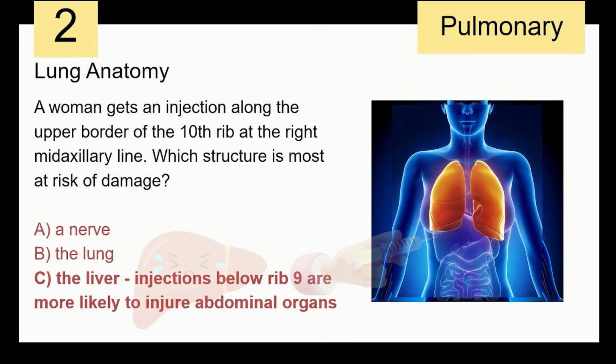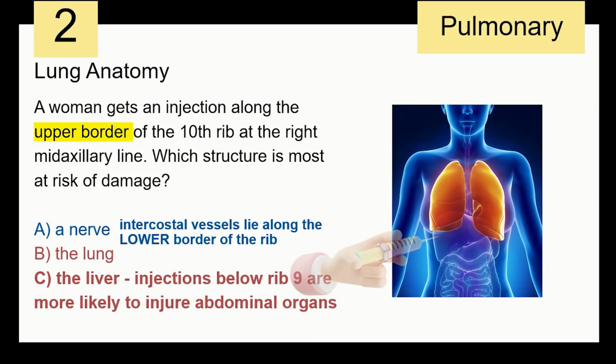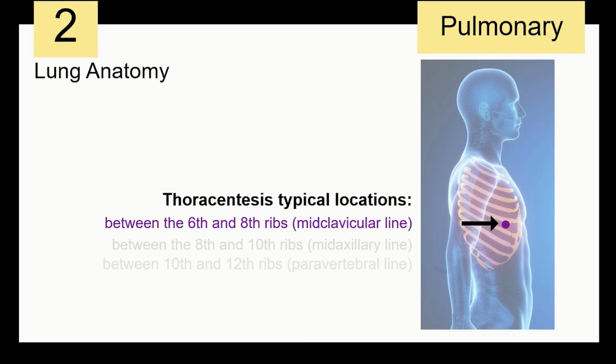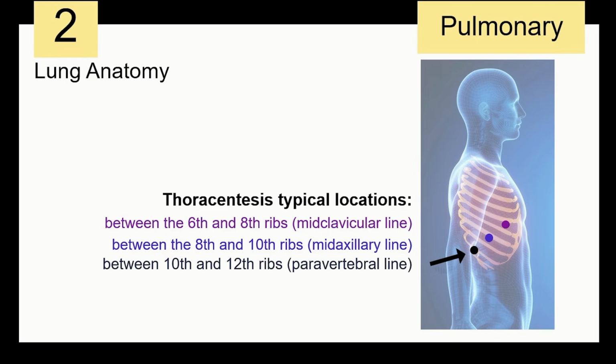Injections below rib 9 are more likely to injure abdominal organs and not the lungs. And again, since it was the upper border, it's most likely not a nerve. The intercostal vessels lie along the lower border of the ribs. All right? And here are just typical thoracentesis locations. Between the 6th and 8th ribs at the midclavicular line, between the 8th and 10th ribs at the midaxillary line, and between the 10th and 12th ribs at the paravertebral line.